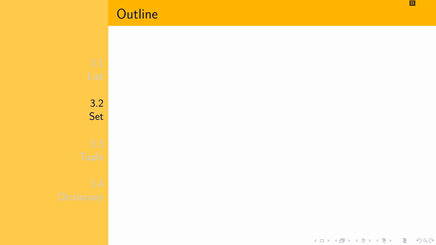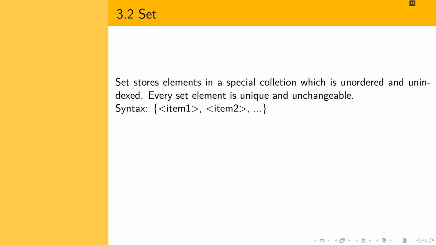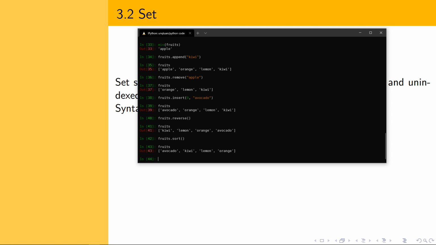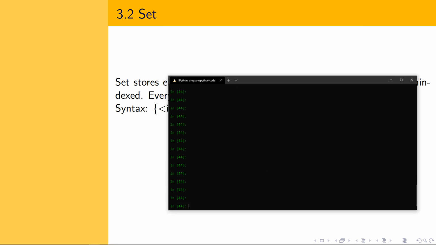The second collection type I would like to introduce to you is set. Set stores elements in a special collection which is unordered and unindexed. Every set element is unique and unchangeable. We use curly brackets to define a set, and the items in the set follow comma separated syntax. So it's the same thing as a list, but here we have curly brackets instead of square brackets. So for example, what we have here is a set of fruit.